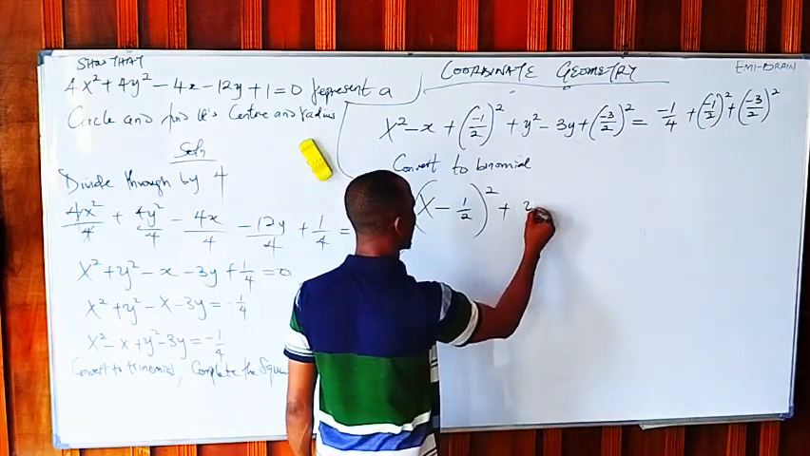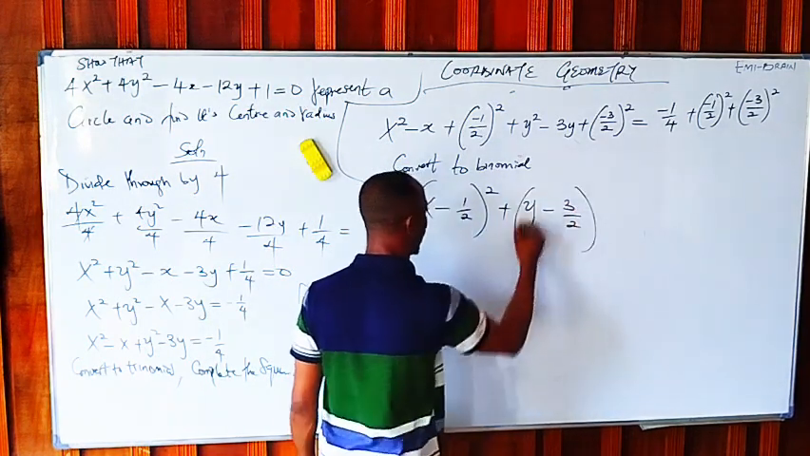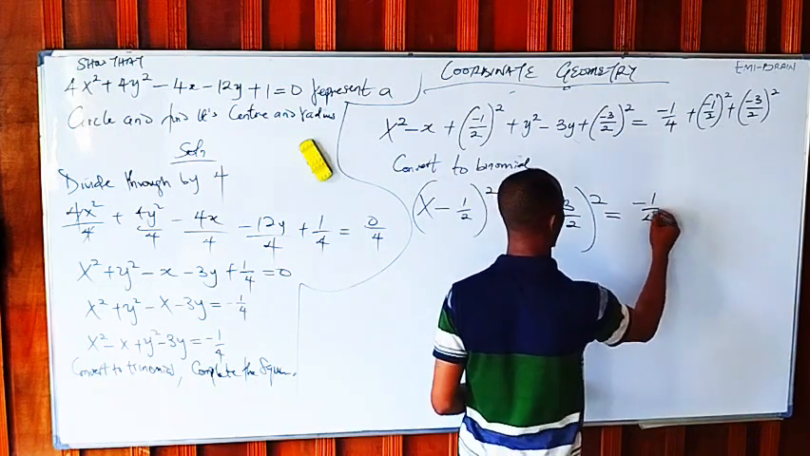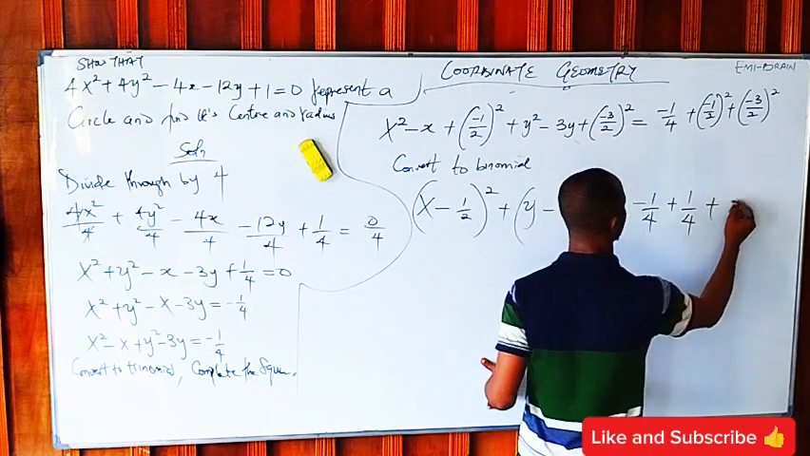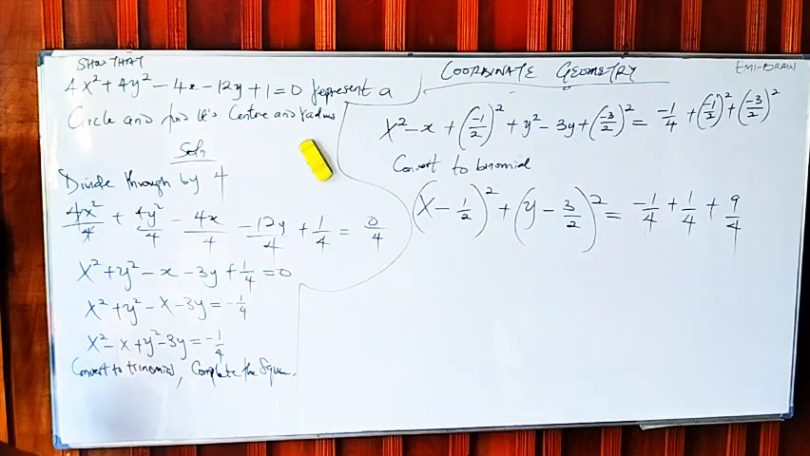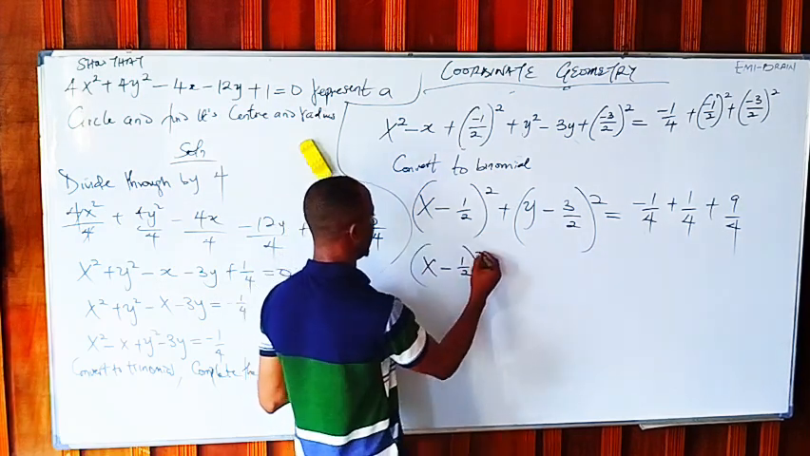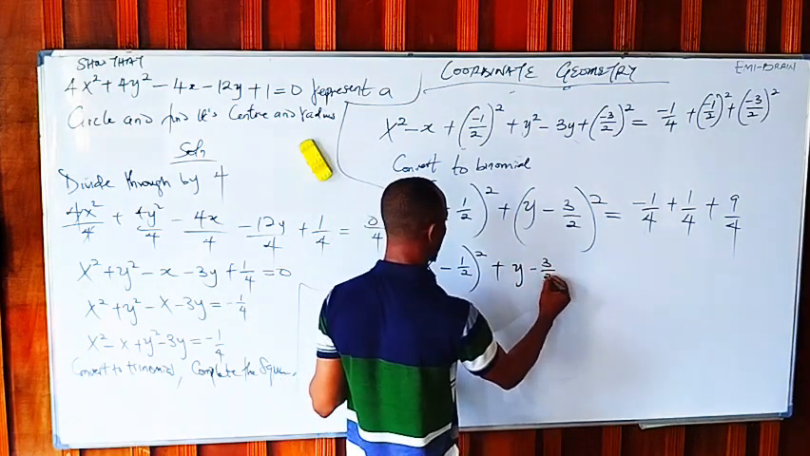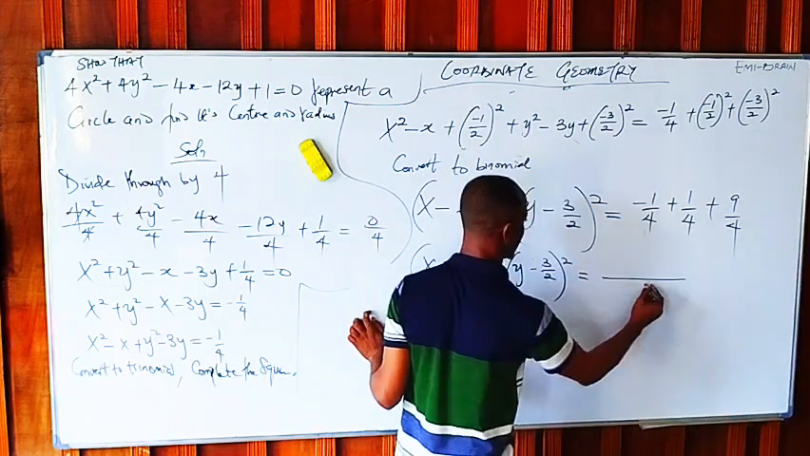Plus what do we have there? y minus 3 over 2 all squared equals what? Minus 1 over 4 plus 1 over 4 plus 9 over 4. So we have x minus half all squared plus y minus 3 over 2 all squared equals what is the same here?